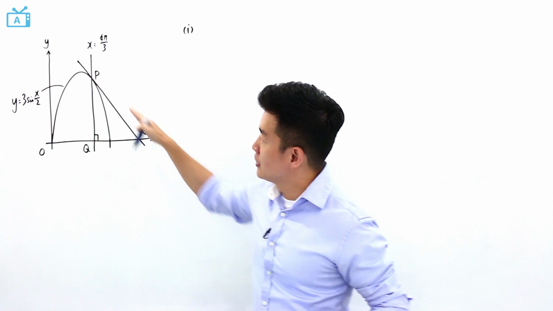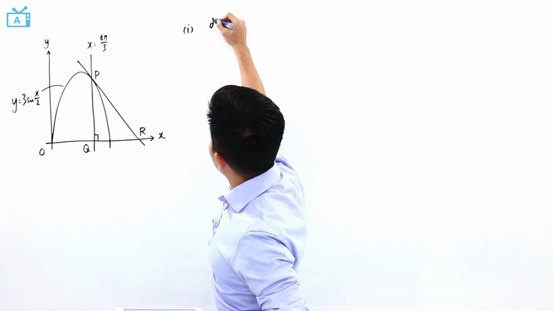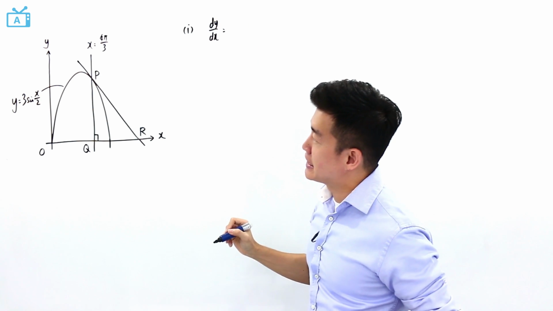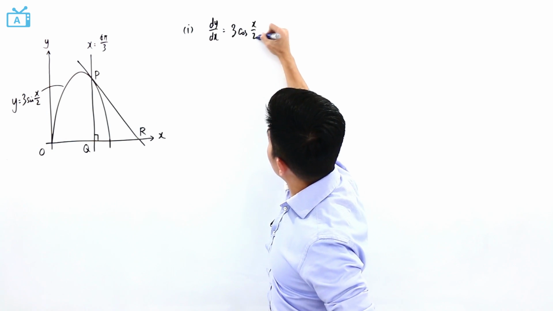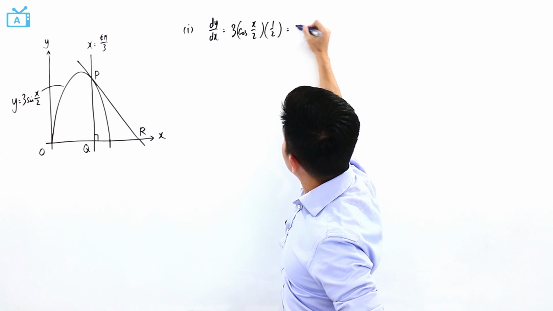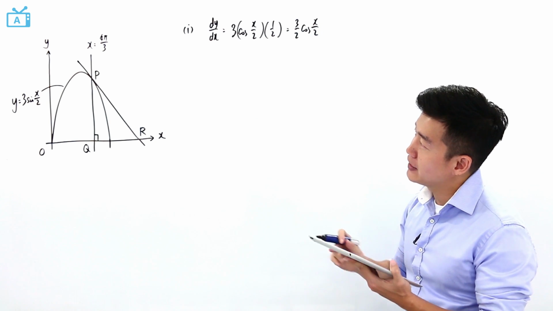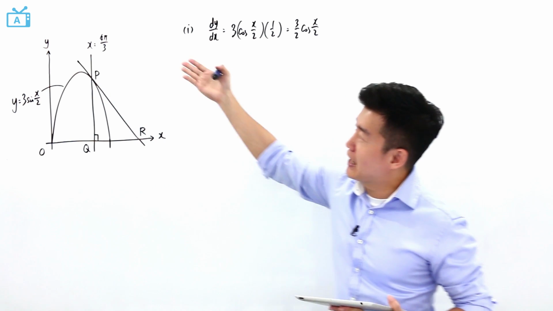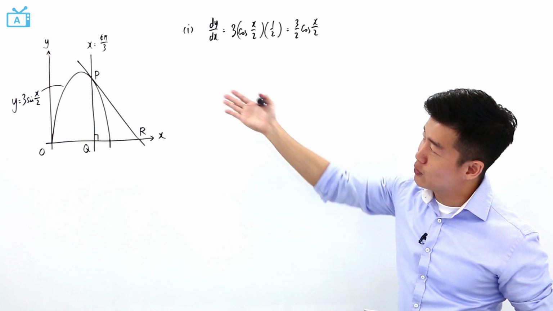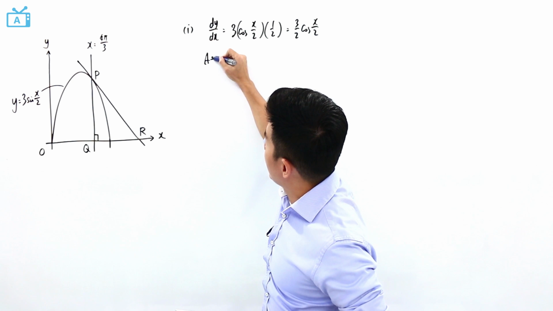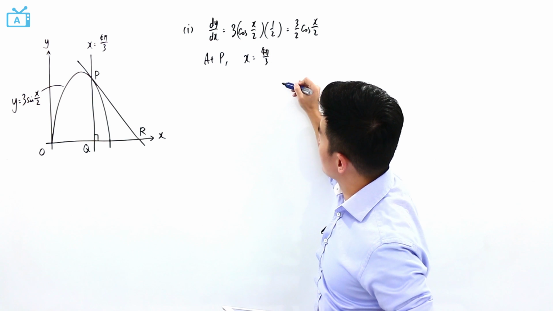So let's try to find the x-coordinate of R, which is the x-intercept of the tangent to the curve at point P. So let's try to find the equation of this tangent. To do that, I'm going to first find the expression of dy dx, differentiating this with respect to x. It is 3 cosine x over 2 multiplied by half. So it is 3 over 2 cosine x over 2. And I'm going to find the gradient at point P, the x-coordinate at point P, and the y-coordinate of point P. Because if I can find all this, that means I'll be able to find the equation of the tangent at point P. So at point P, x is going to be given to us as 4 pi over 3.